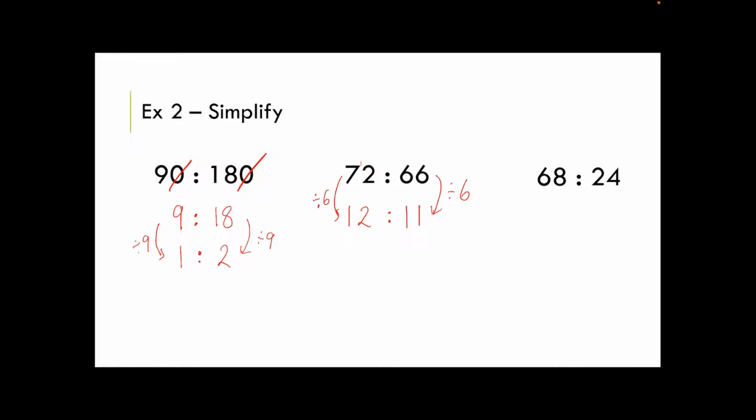12 and 11 are not in the same times table anywhere, so I can't divide by anything else. So even though we've not got down to 1 to something, or something to 1, this is the most simple form we can have it in.